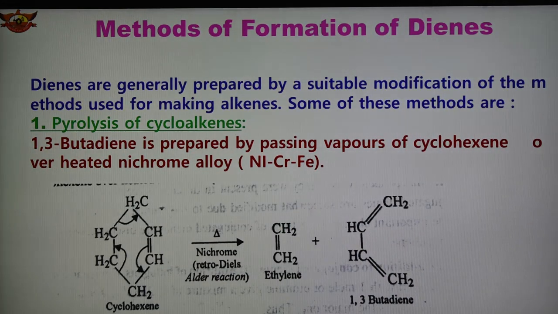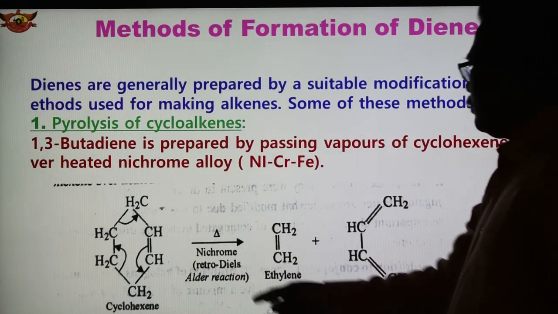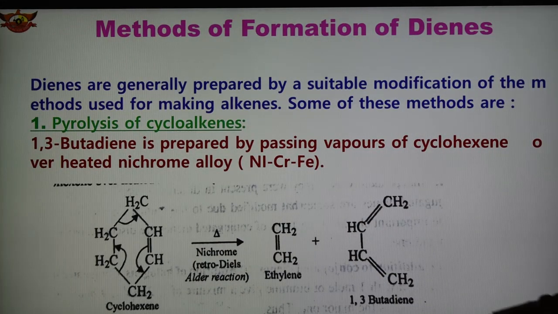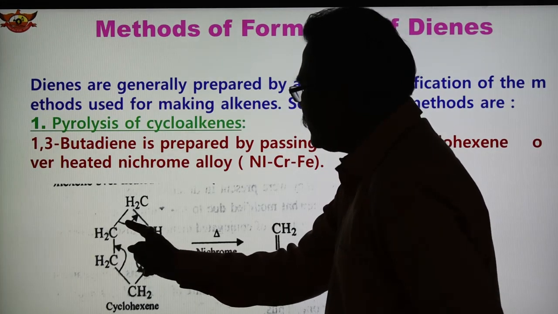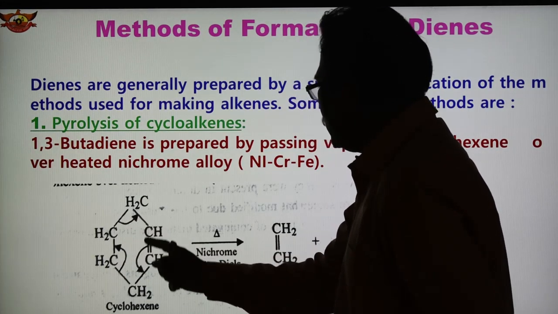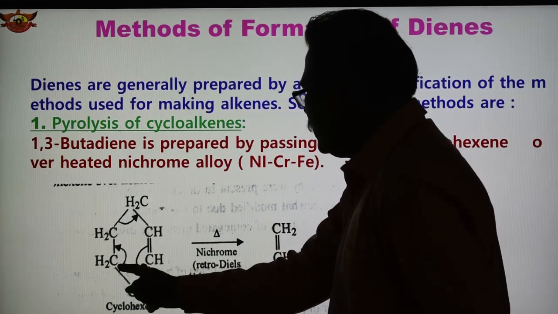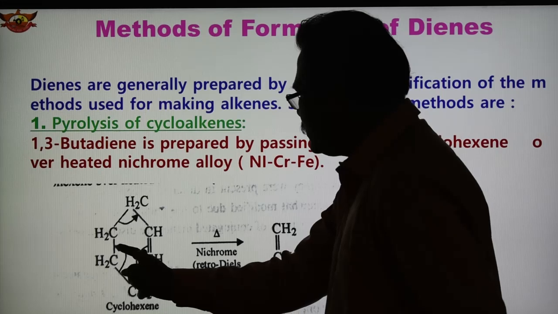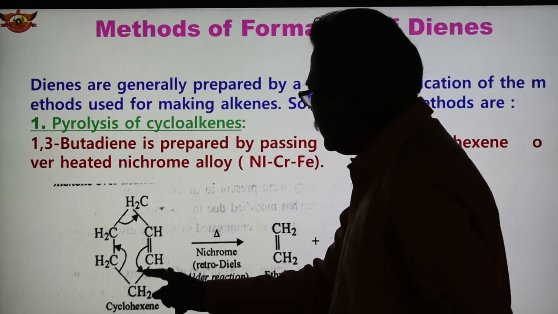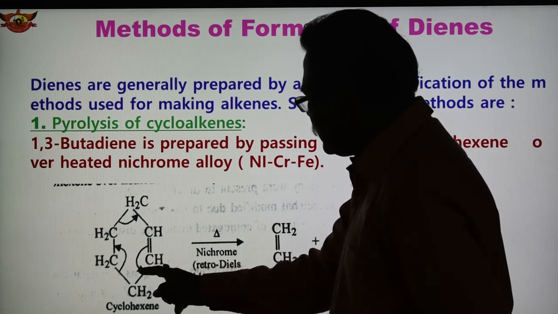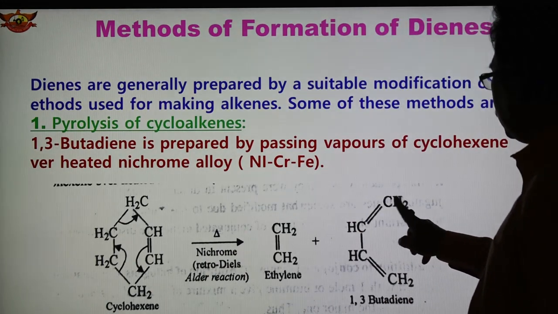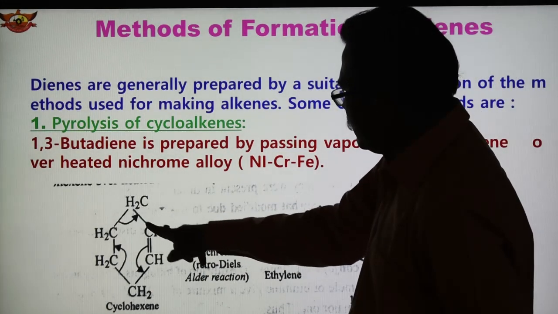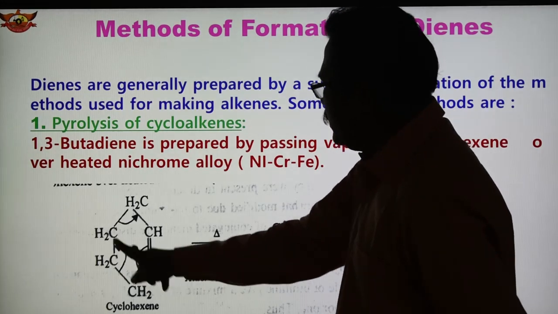So cyclohexene. After passing this vapor of cyclohexene through the nichrome alloy, we obtain ethylene and 1,3-butadiene. In this case, the ethylene is CH2=CH2. This bond will break and the electron shifts here and it becomes a double bond. This bond breaks and the electron pair shifts here, becoming a double bond. Then this double bond shifts, one of the bonds breaks and shifts here. So here is double bond and double bond: CH2, CH, CH, CH2.